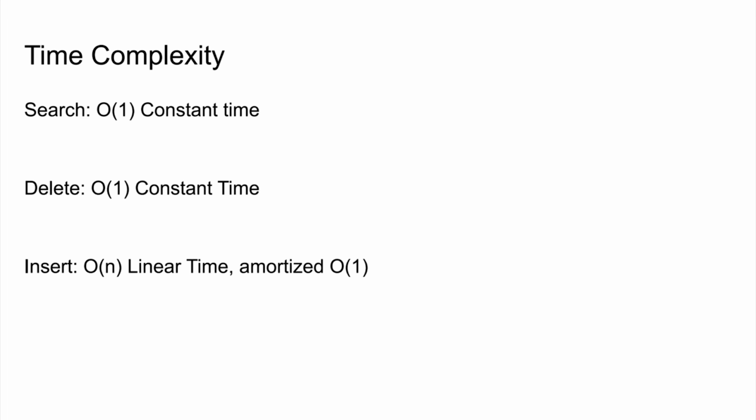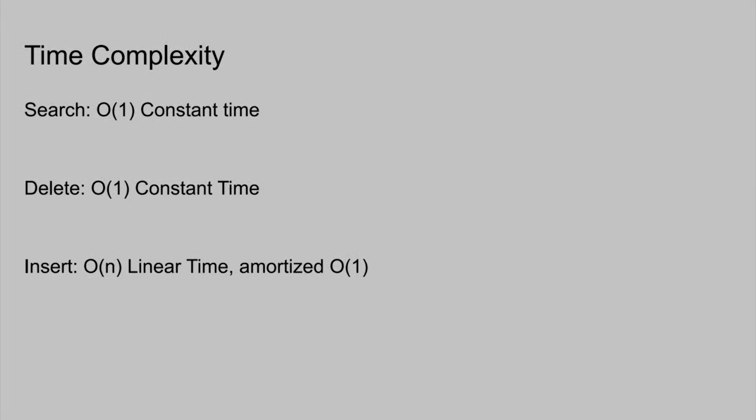For the insert operation, our worst case scenario runtime is going to be O(n). And this happens when a rehash occurs and every element in the table needs to be reinserted. But rehashing happens very rarely, which is why the amortized runtime for insertion is still considered O(1). However, it is important to be aware of the worst case behavior.